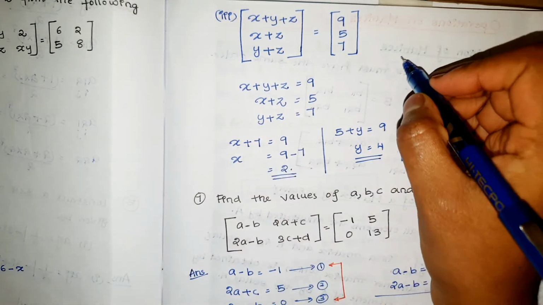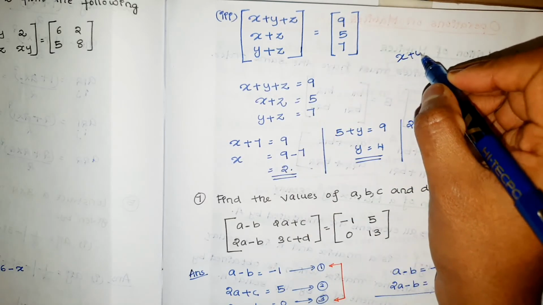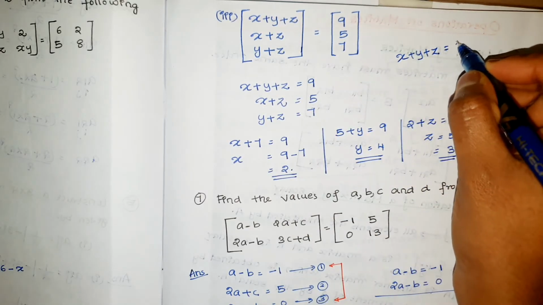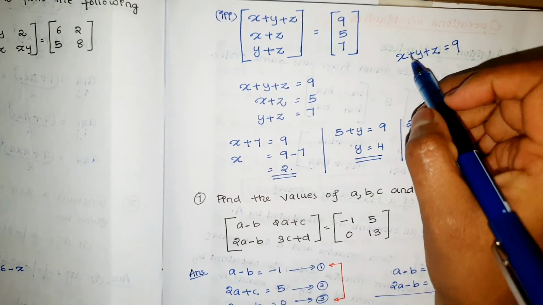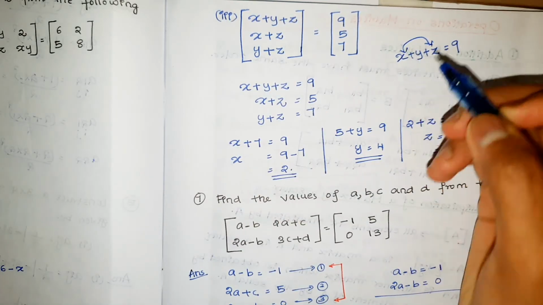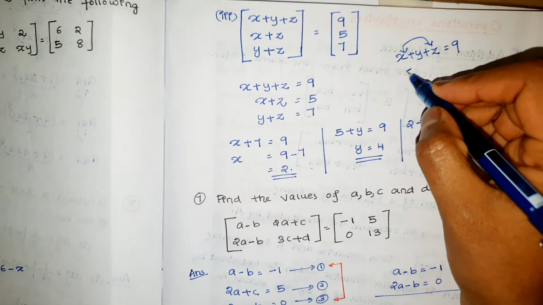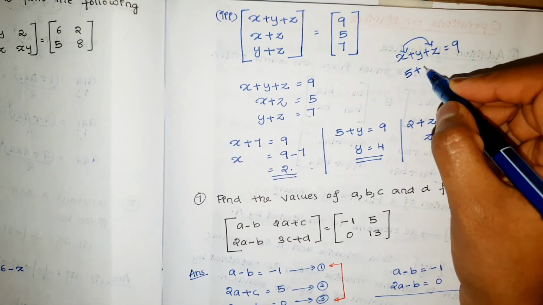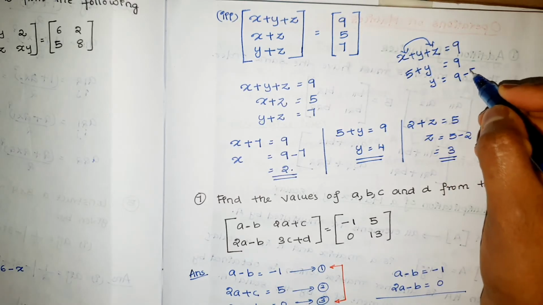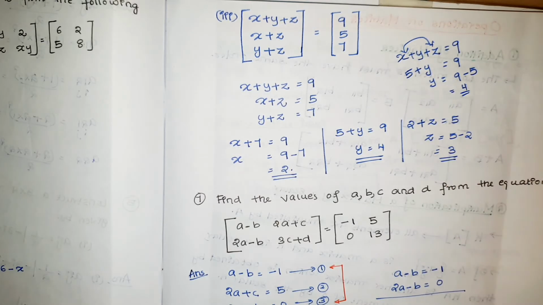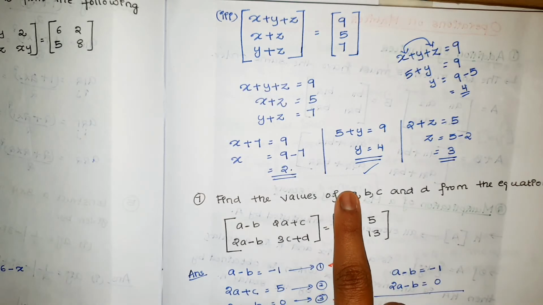Okay students, so our first equation is x plus y plus z is equal to 9. So instead of this x plus z, we can substitute 5. So 5 plus what is remaining? y is equal to 9. So y is equal to 9 minus 5, that is equal to 4. We got the value of y.